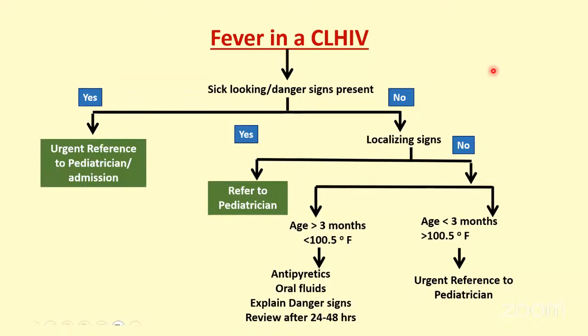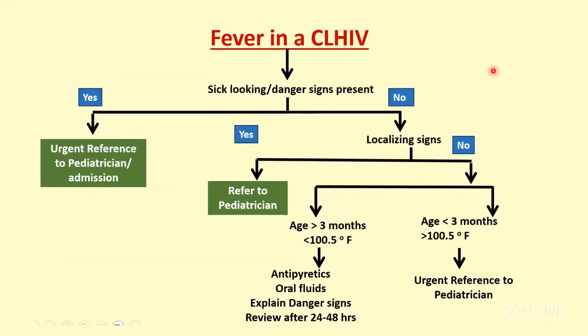So for any fever, this is a common guidance for you in the periphery, in the ART center. If you see a child with fever, look whether the child is sick looking or any danger signs are present. If it is there, urgent referral. If no, then look for localizing signs. The child is having pneumonia, meningitis, ear discharge, please refer. No localizing sign: if the age of the child is more than 3 months and a very mild fever, 100.5, then you can still try oral antipyretics, oral fluids.